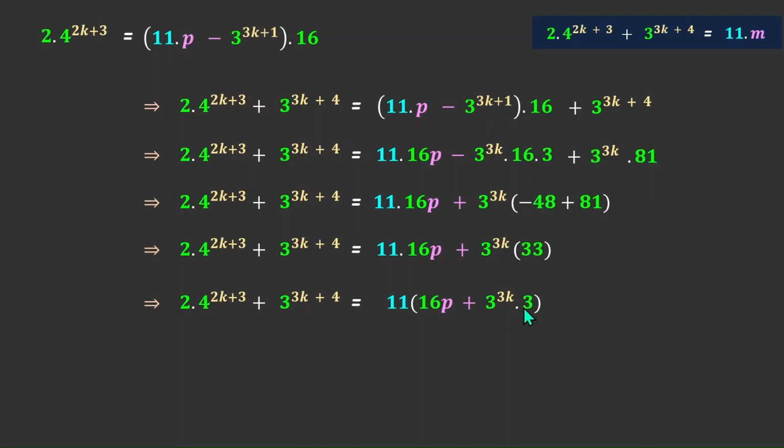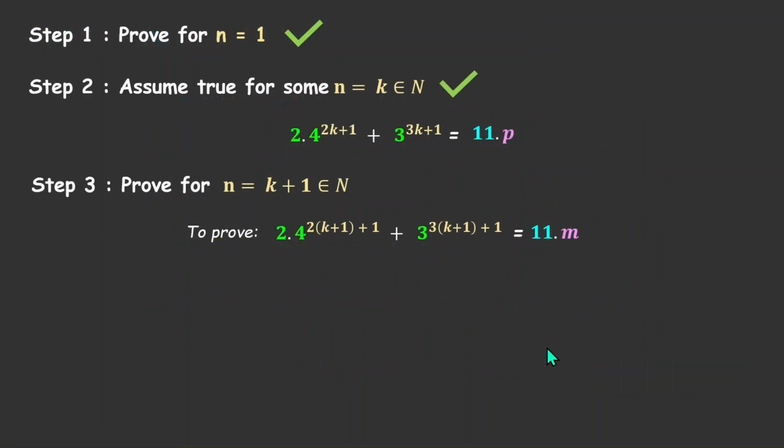And again, if you see, this is nothing but an integer, because p was our quotient earlier on, and all of these are natural numbers. So this would be an integer. So again, we can write it as some integer m to write the entire equation as 11m. And so ultimately what we got is 2 into 4 raised to the power 2k plus 3 plus 3 raised to the power 3k plus 4 is equal to 11m. And this is exactly what we had to show. So we have proved the final step for mathematical induction. So our step 3 is also done.